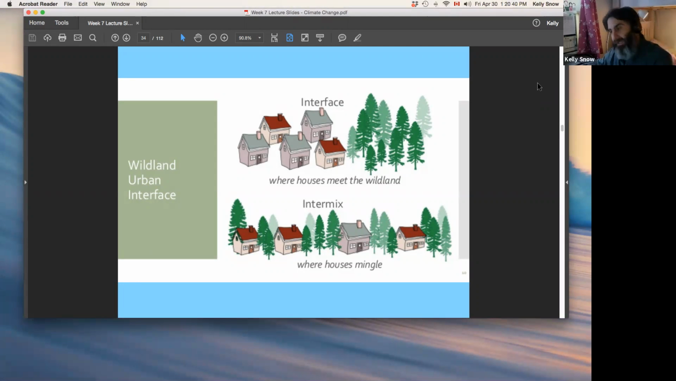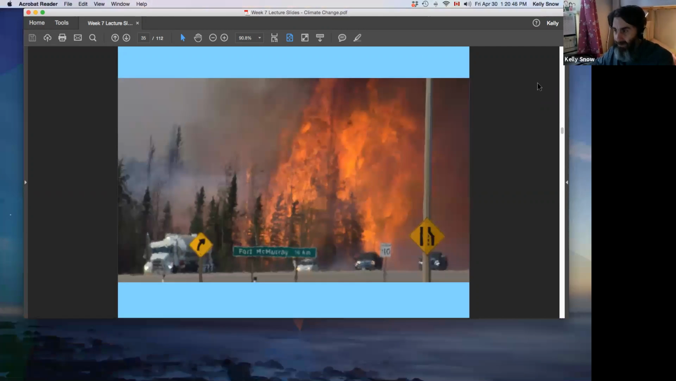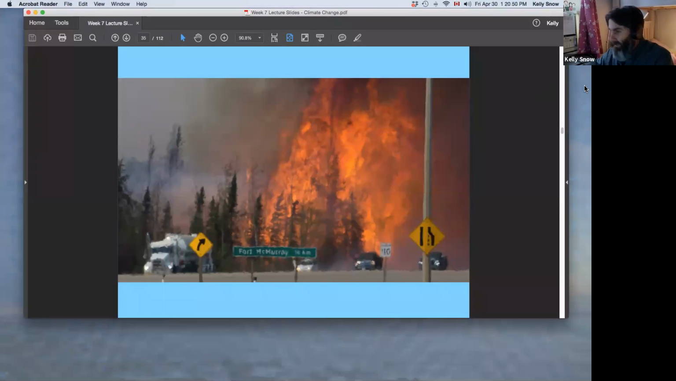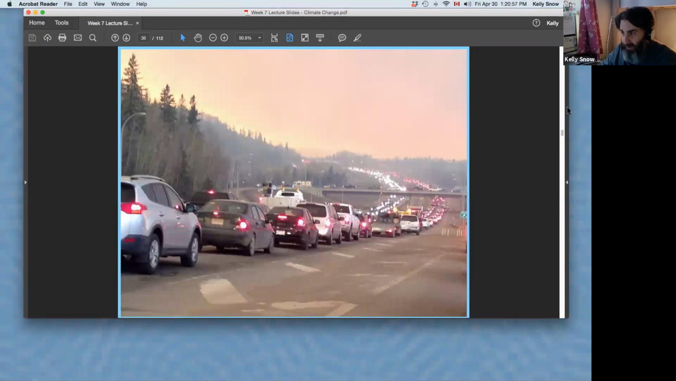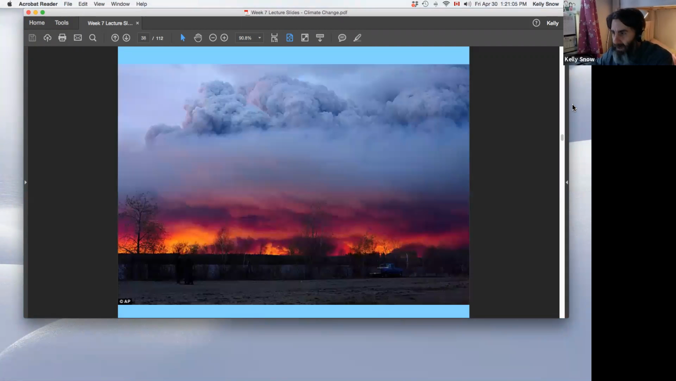In some cases, it's hard to imagine exactly what you could do to plan for something like this, but there are options, and I'll talk briefly about those. As we know, Fort McMurray was completely evacuated. It was just an incredible sight to see everyone leaving. There was fire right on the side of the road.